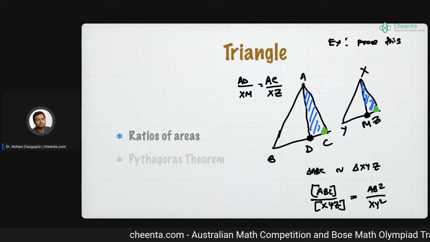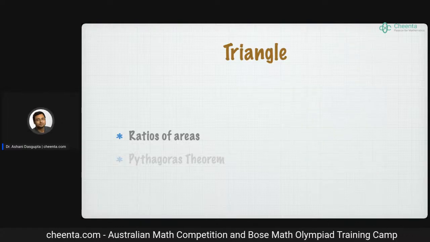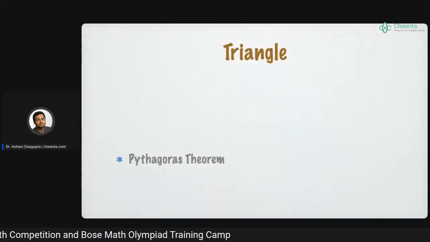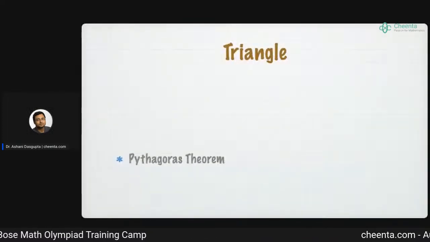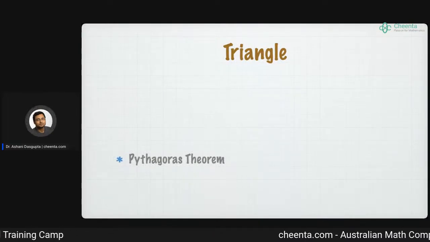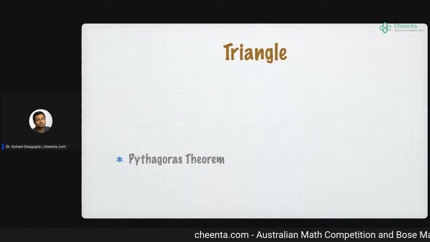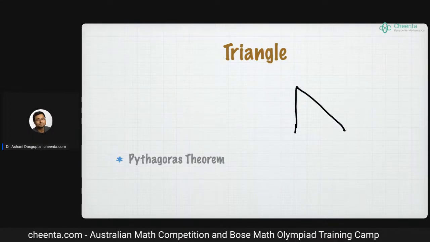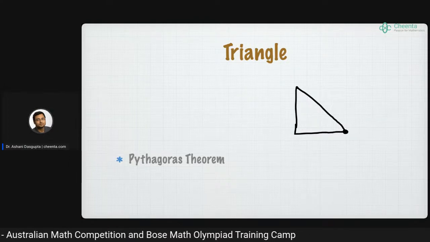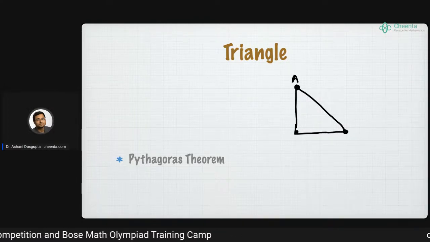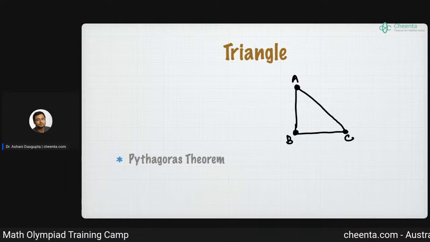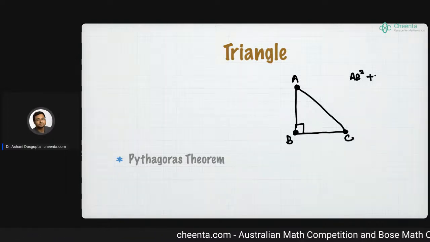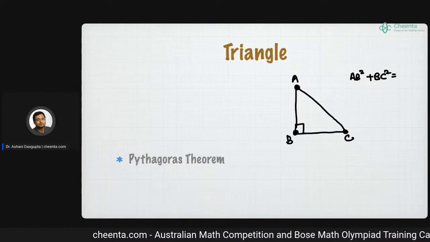Okay, enough about ratio of areas. Let's talk about the big idea in the room, that is the Pythagoras theorem. This is everyone's favorite. Everyone is creating problems using Pythagoras theorem, and maybe all of us know the standard statement of the Pythagoras theorem. If you have a triangle ABC, if this angle B is 90°, then of course AB square plus BC square is equal to AC square.